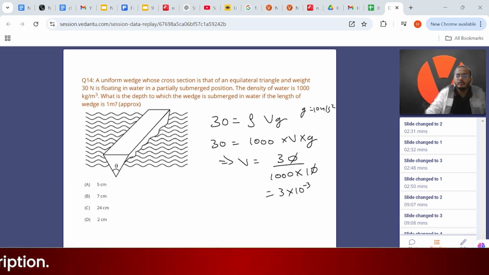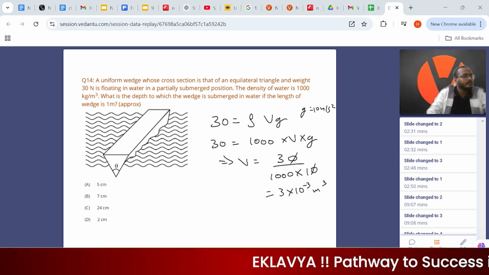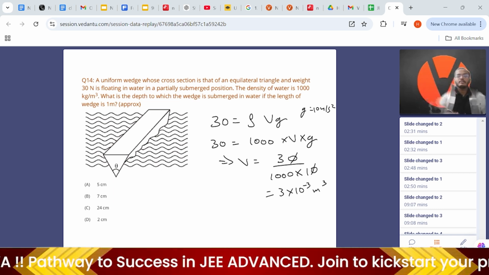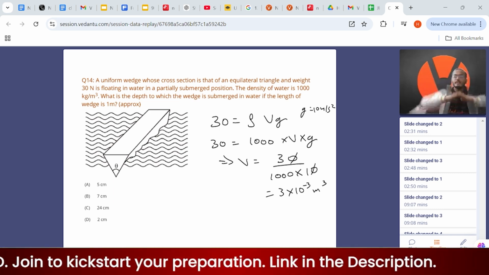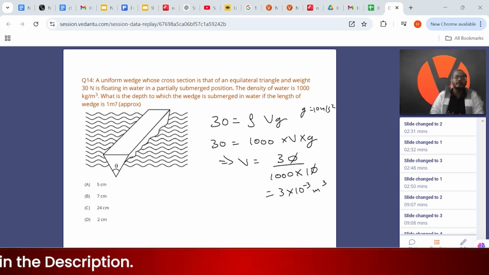So it will be equals to 3 into 10 raised to the power minus 3 meter cube. Okay. Now, how much this volume will be? This volume is how much it has been raised. So this much volume is also submerged here, downside, right? And how much volume will be submerged?